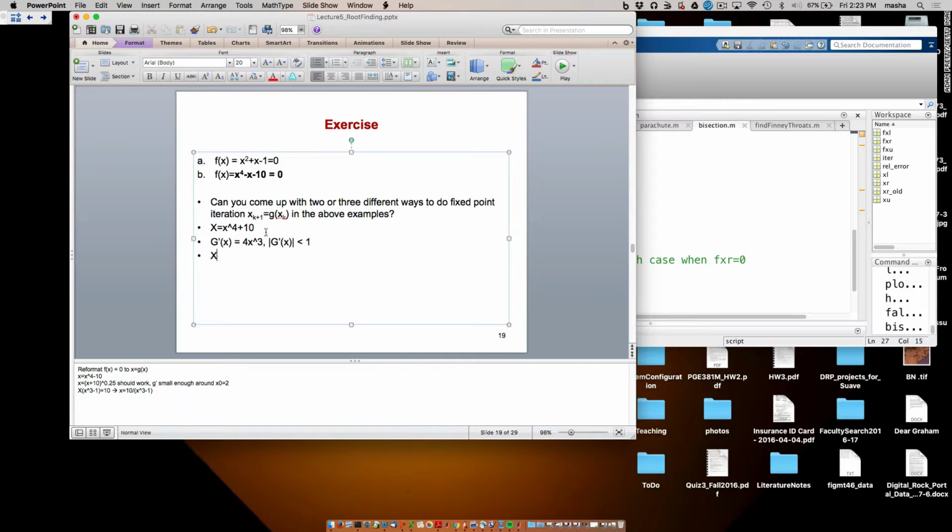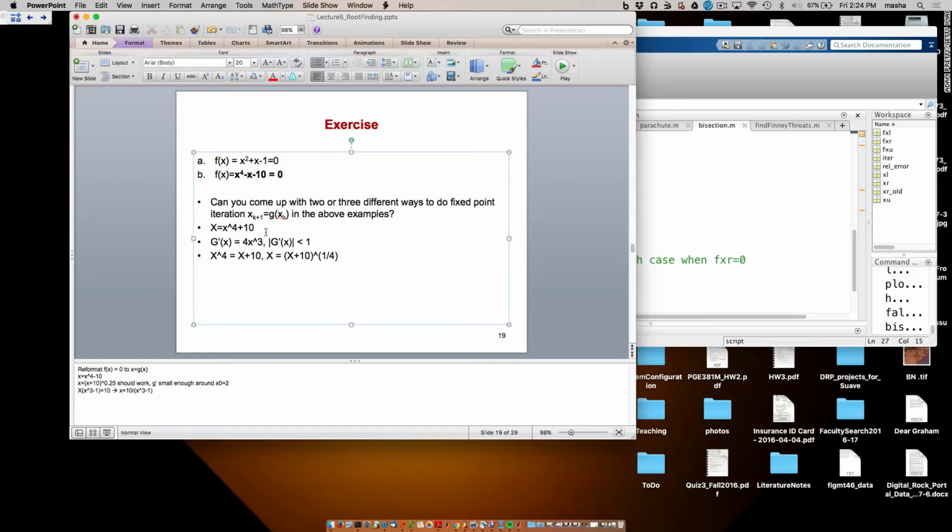Yeah, so x to the 4 is equal to x plus 10, which means that x is basically x plus 10 to the 1/4. Okay? So when I look at the g prime for this, it's 1/4 times x plus 10 to the minus 3 over 4. And that has actually a better chance of being less than 1. So this second function has a better chance of convergence.